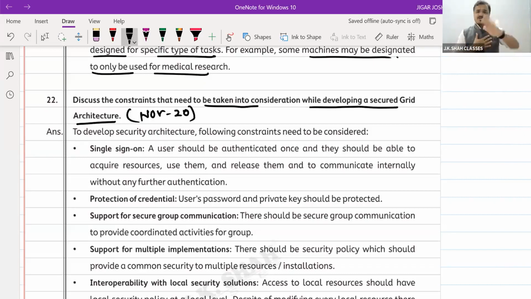Whether in my organization Rakesh has access to one computer, 1 lakh computers, 10 lakh computers, or 1 crore computers, forget about it. How can we connect all these computers in a safe and secure manner? What steps do we have to take? That is the answer.